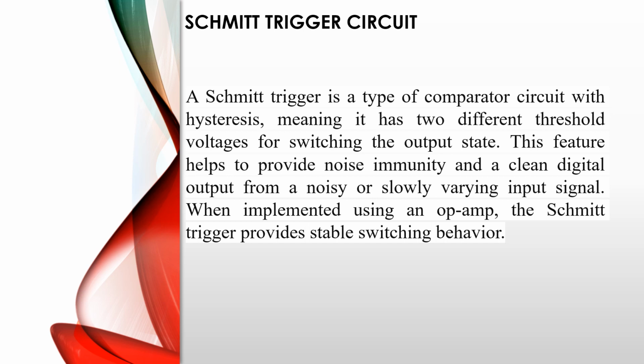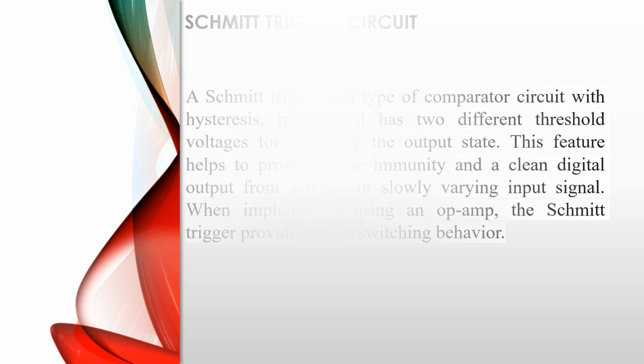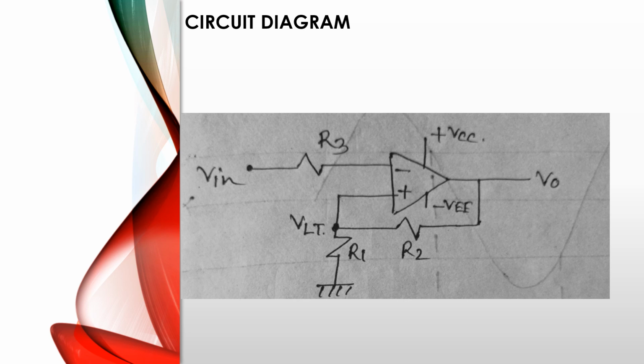Okay. Now, what is the circuit diagram of Schmitt trigger circuit? This is the circuit diagram of Schmitt trigger circuit. Since the positive feedback is given to the non-inverting input terminal, the output is saturated either in the positive or negative direction. And this connection is known as hysteresis connection.